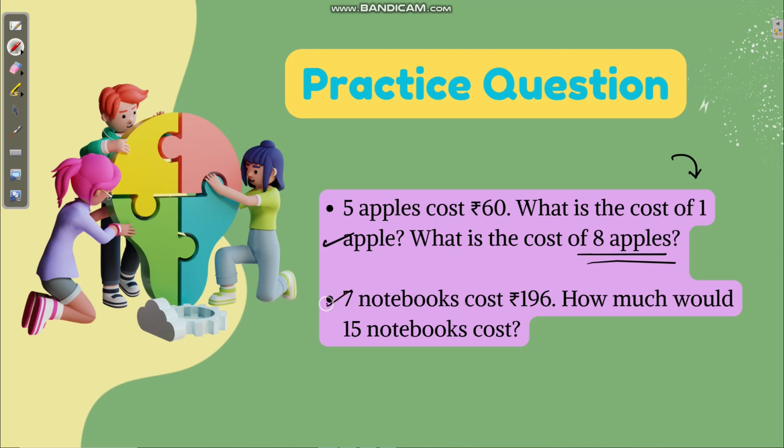Second question, 7 notebooks cost 196. How much would 15 notebooks cost? So first find the cost of one notebook. Once you find the cost of one notebook, just multiply it by 15. You get your answer. In the second one, you can directly use the cross multiplication method to find out the answer.